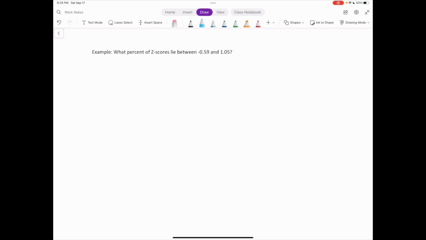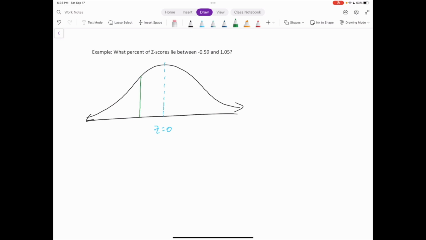What percent of z-scores lie between a negative 0.59 and a 1.05? Let's quickly draw that picture. Once again, right down the middle, that's where z equals 0. That's our mean. And we're going to have a negative 0.59, which may be somewhere over here. And we're going to have a 1.05, which may be somewhere over here. And what we're interested in is that area between those two values. Well, how do we figure that out? We go to StatCrunch.